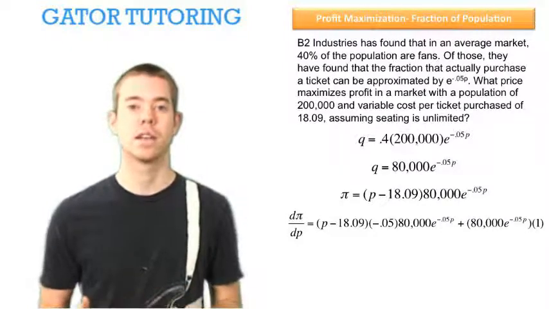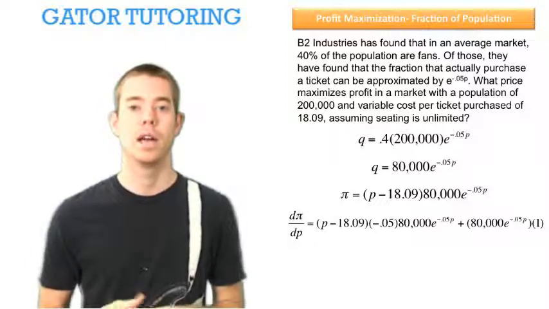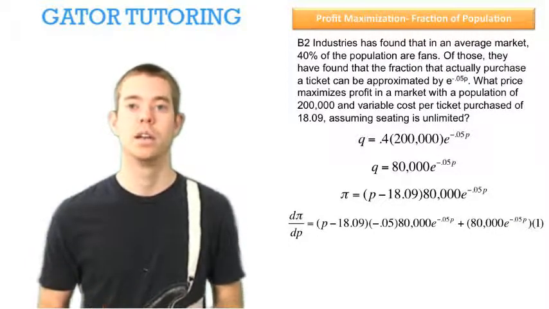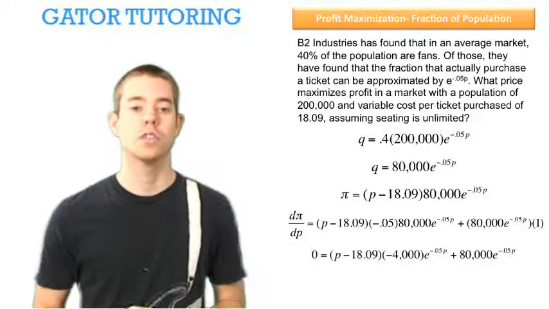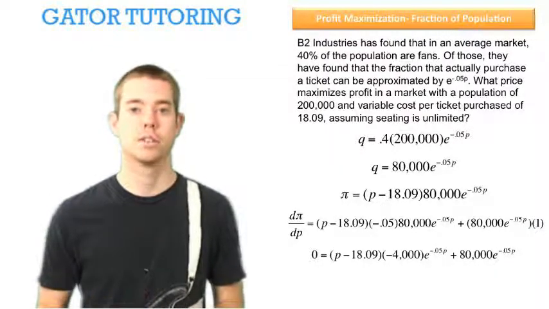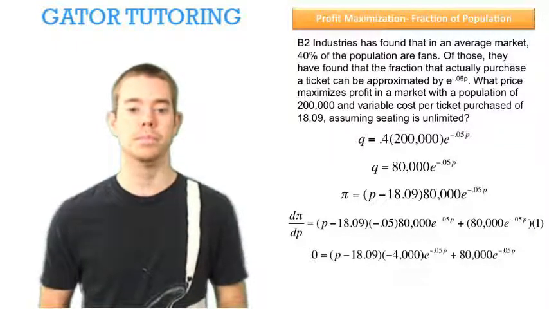So we just rewrite the second thing, 80,000 e raised to the negative 0.05p, and we take the derivative of the first thing, which is p minus 18.09. And the derivative of that is just 1, because the coefficient on p is just 1. So now we can distribute through and start to simplify. There's a lot of mess, so take your time here in the algebra. That's the trickiest part for a lot of people.